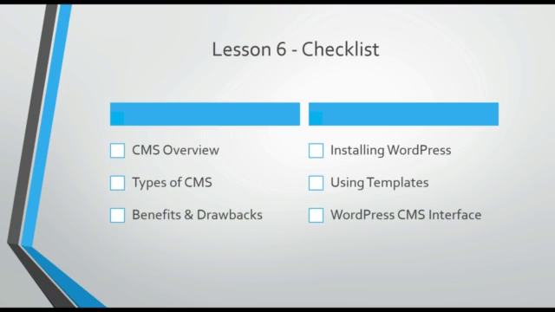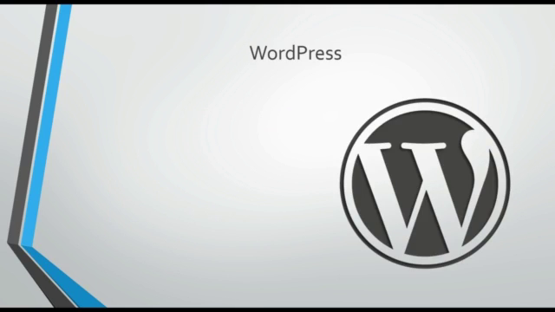So we've covered what content management systems are and how they work. We've taken a look now at some different types of content management systems like WordPress, like Joomla, like Drupal, and the main benefits and drawbacks of using a content management system. So let's look now at going ahead and installing one on our web server.